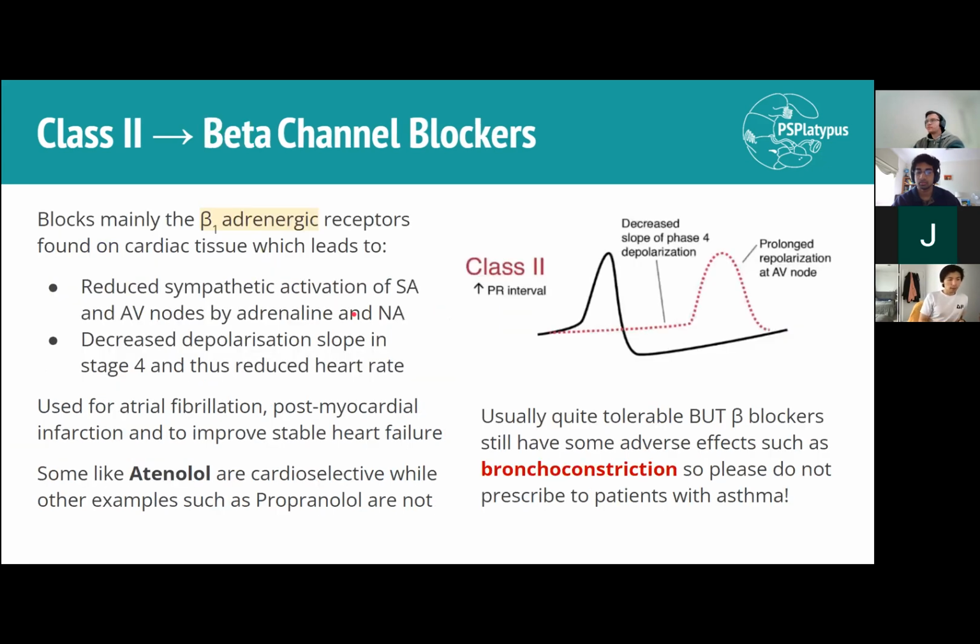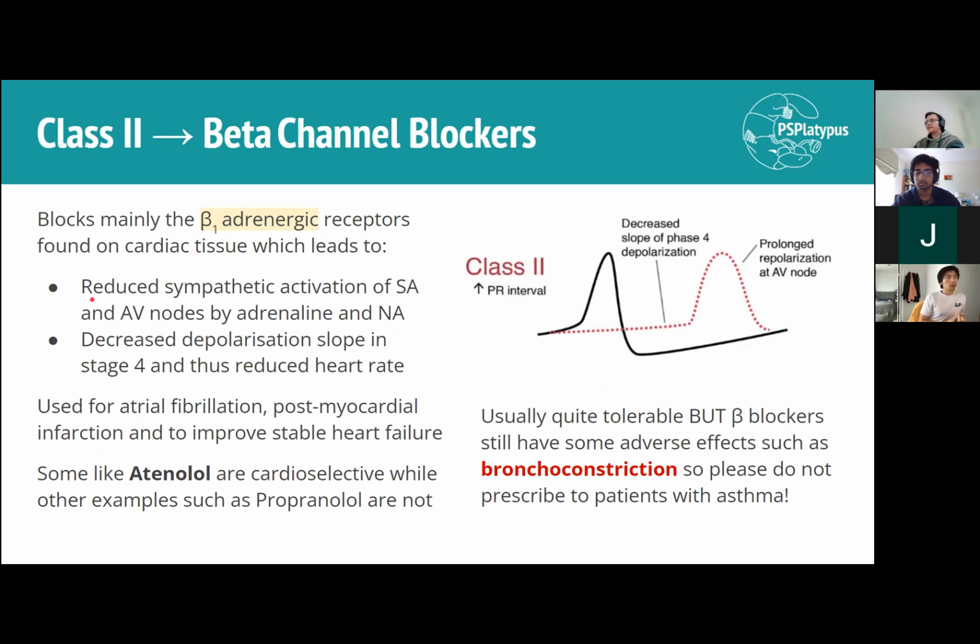Okay, class 2. So these are your beta blockers. You've seen this before, but now they're being repurposed for arrhythmias. So generally, we're trying to block the beta 1 adrenergic receptors. So these are the ones found on the heart tissue. And what this is going to do is it's going to have a couple of effects.